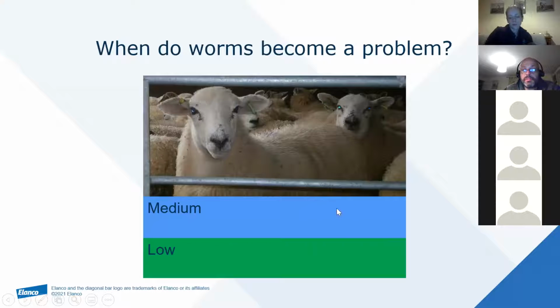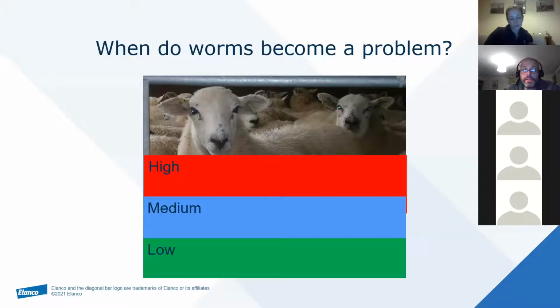If we get into this medium layer, we're losing performance, but we can't see it. Okay, so this is hidden loss. In the green zone, they're growing fine. Once you get in the blue zone, they're not growing as well as they could be. It's a hidden loss. And if you wait until you can see that there's a problem, then they've probably stopped growing, or they might even be losing weight. So by the time you see them looking a bit staring-coated or even scouring, then we're really a bit late on it, and we should have been thinking about treating them earlier. So that's when worms become an issue for lambs.